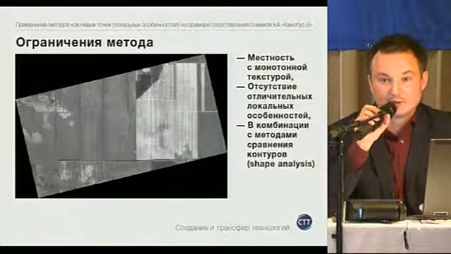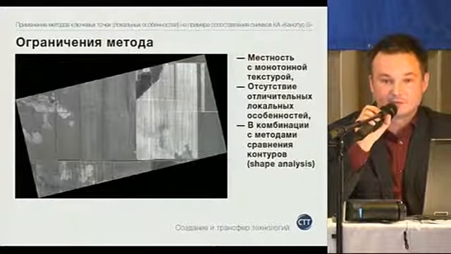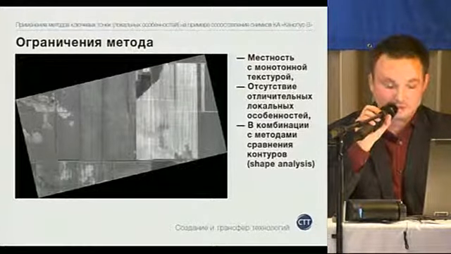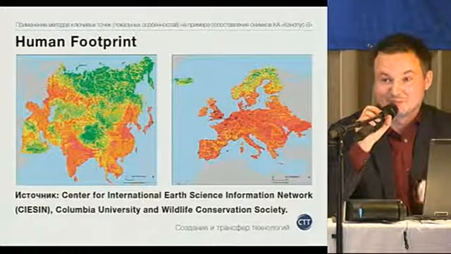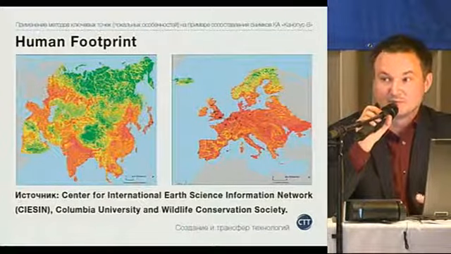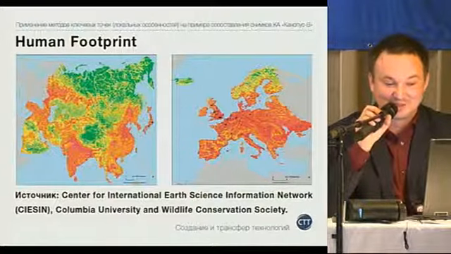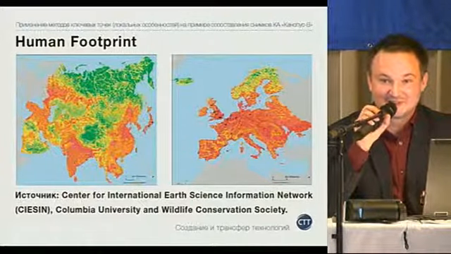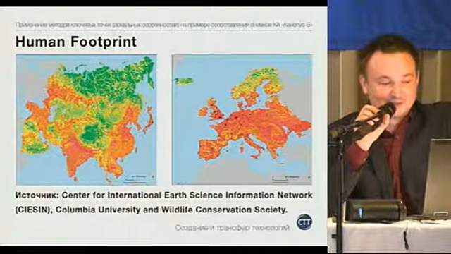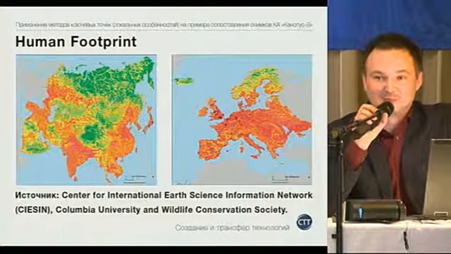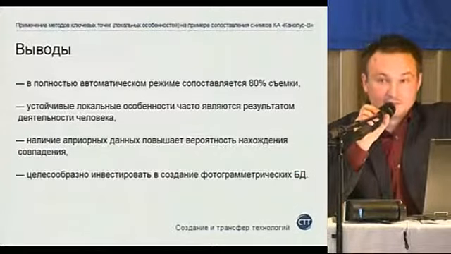This method has some restrictions. Unfortunately, it doesn't work well in a location with monotonous texture, with regularly repeating same patterns. Here we need to use other tricks, other methods, unfortunately. According to our practical experience, the matchings can be found in those places where we can see human activities. These are the data of Columbia University, which show the distribution of human activities. You can see that the Himalayas and Siberia are least affected by human activities.